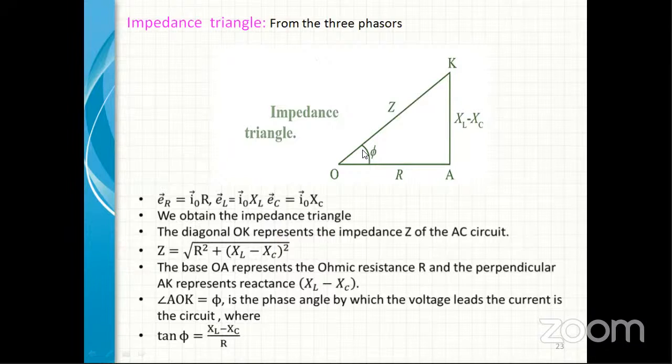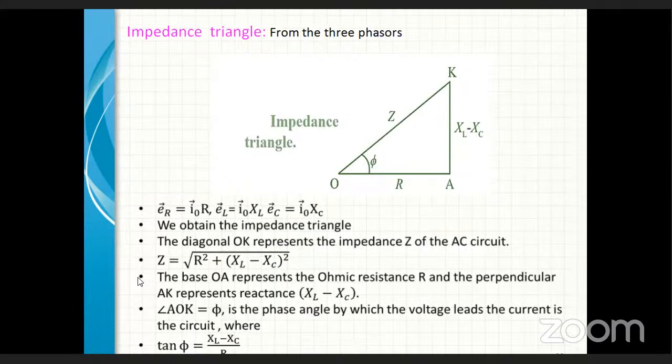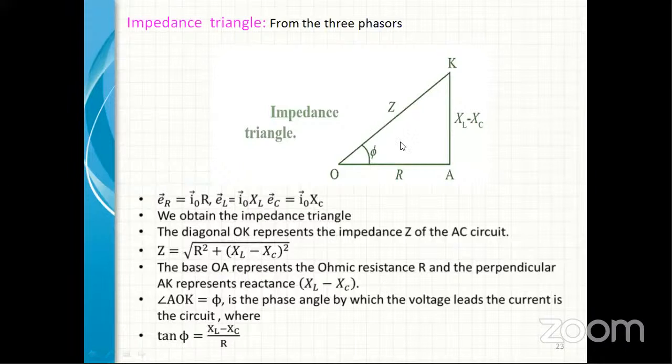And if you apply Pythagoras again here, you will notice that Z square is equal to R square plus XL minus XC whole square, this is how the triangle comes. The base OA represents R, and from this diagram the angle AOK, this angle O, is phi, and we call it the phase angle by which the voltage leads the current in the circuit. Therefore tan phi is equal to XL minus XC divided by R. In this way we see the impedance triangle here.